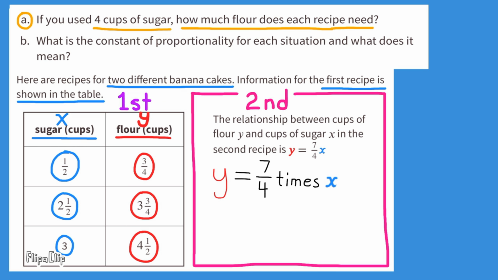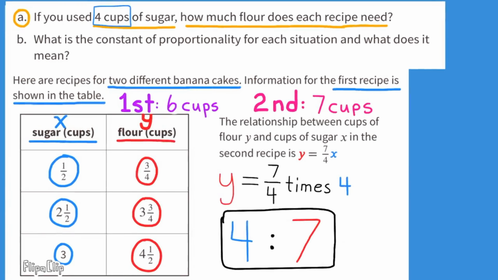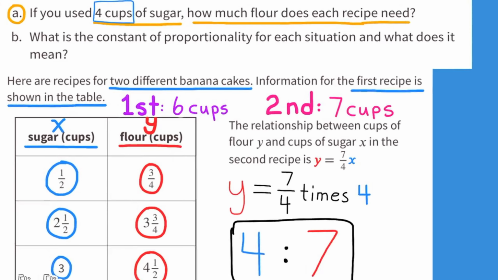In the second recipe, Y represents the number of cups of flour. So the number of cups of flour will equal 7/4 times X, or 7/4 times 4, if there's 4 cups of sugar. And 7/4 times 4 is the same as 7/4 times 4 over 1, which is 28/4, or 28 divided by 4. And 28 divided by 4 is 7. So in the second recipe, for every 4 cups of sugar, there are 7 cups of flour. In the first recipe, for 4 cups of sugar, you would have 6 cups of flour, and in the second recipe, for 4 cups of sugar, you'd have 7 cups of flour.